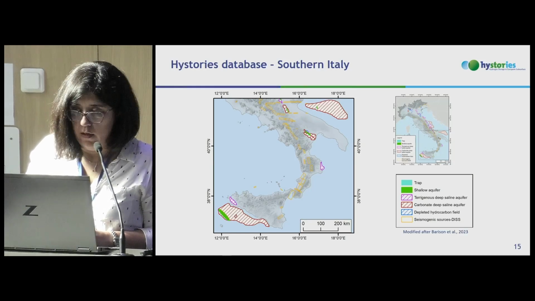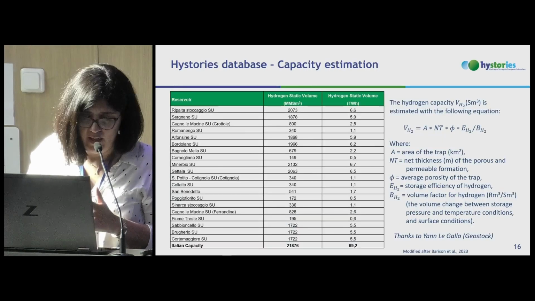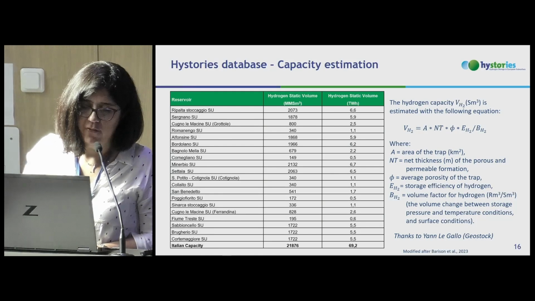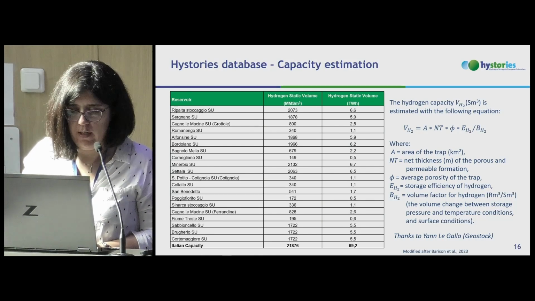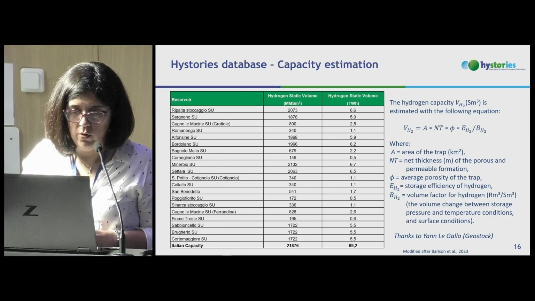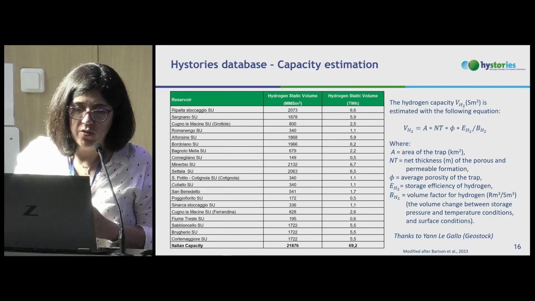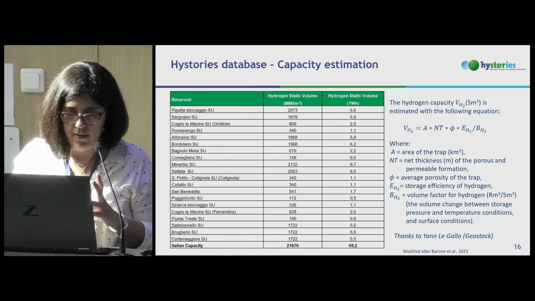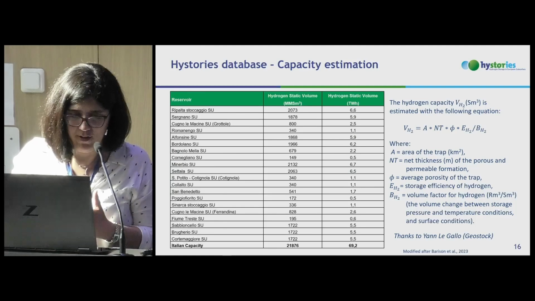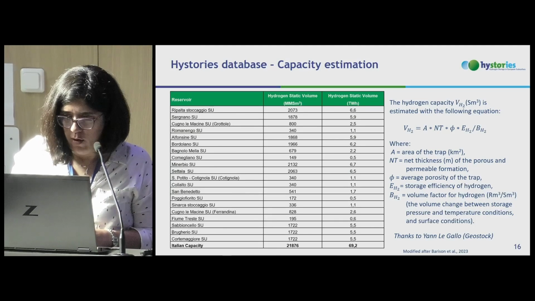Then, concerning the 26 traps, again thanks to Jan, we were able to estimate also the static volume, and for Italy we have a total of 69.2 hydrogen static volume available. But for all this formula and stuff, I think that Jan could explain better in his presentation than what I can do.